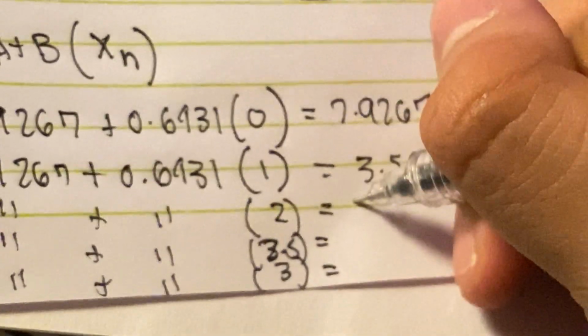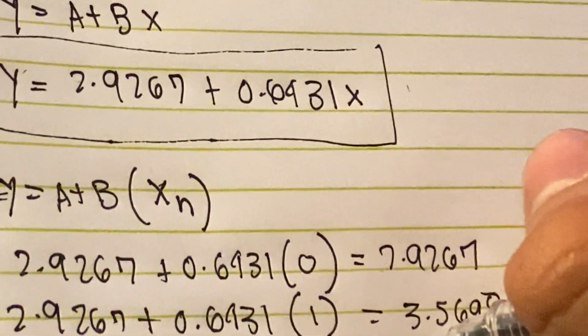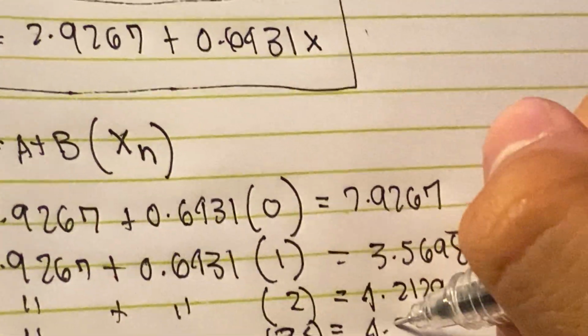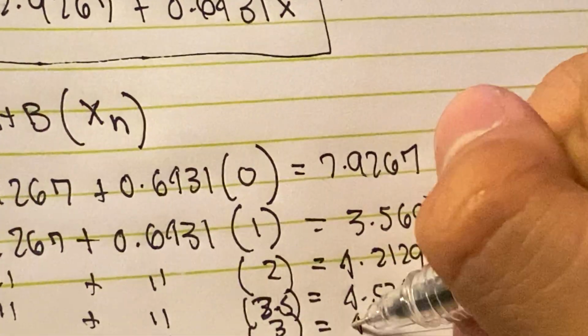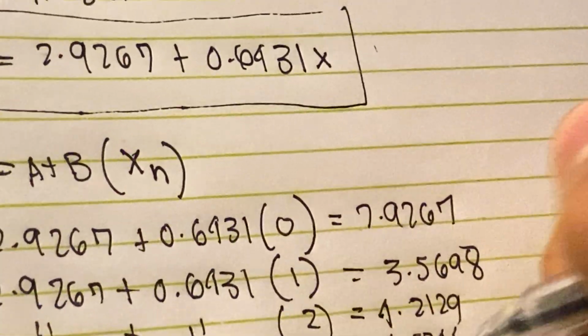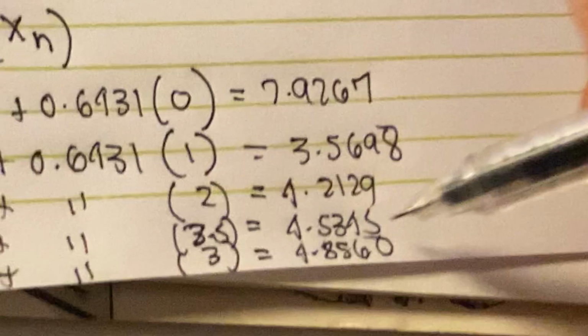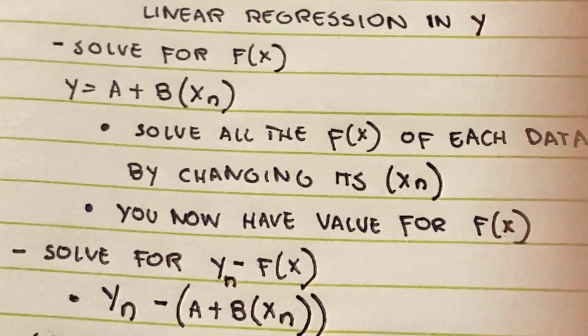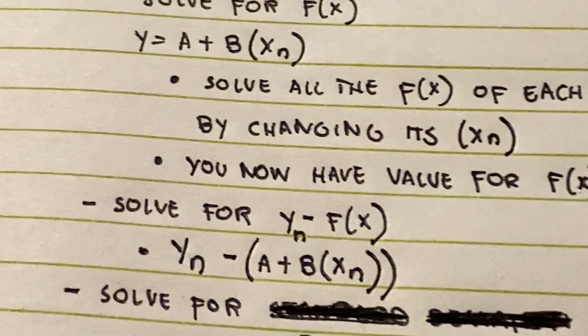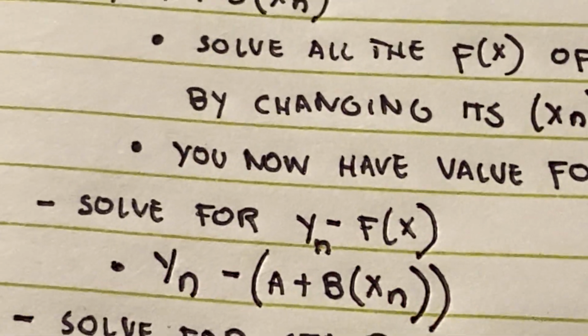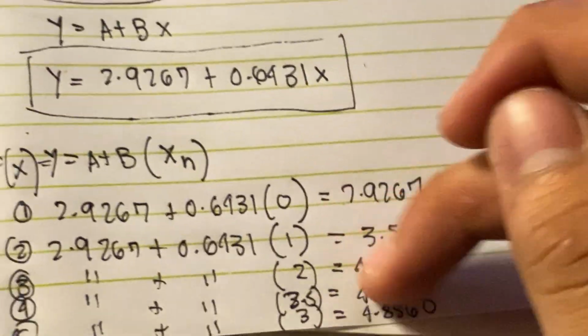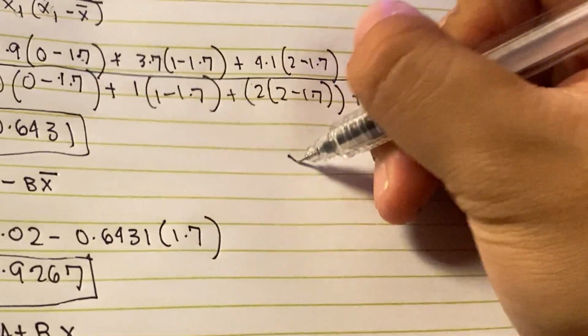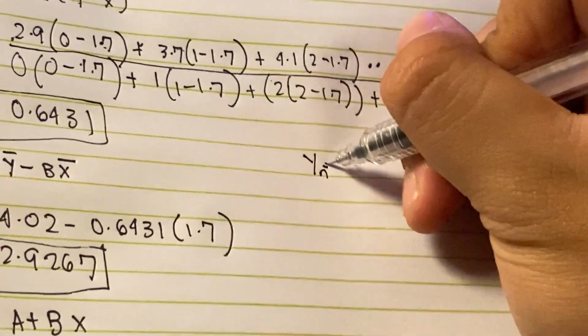So, 4.2129, 4.5345, and 4.8560. Mahalaga yan para makompute yung ating next step. Ang ating previous step is solve for f of x. You now have the value for f of x, so we can now solve the y observations minus f of x. After solving the f of x, i-minus naman natin yung observations ng y minus f of x.